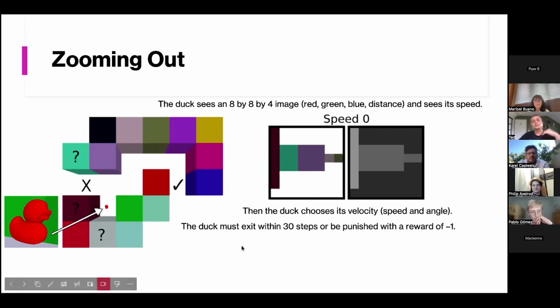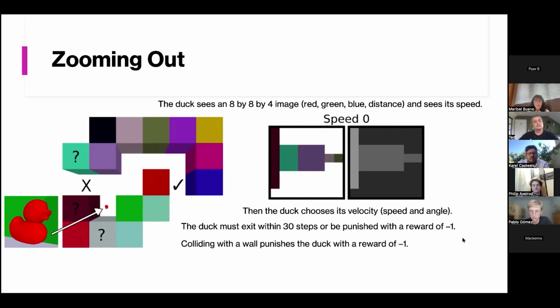If the duck doesn't find an exit, doesn't choose an exit within 30 steps, 30 times choosing its velocity, it will actually be punished with a reward of -1. So it's got to find an exit. If it collides with a wall, we're punished with a reward of -1, just like we were. If it chooses the better exit, remember this check mark is the better exit, we get a reward of 10. But actually, when you choose that exit, you flip a coin. Maybe you get a reward of 10, but we were lucky.